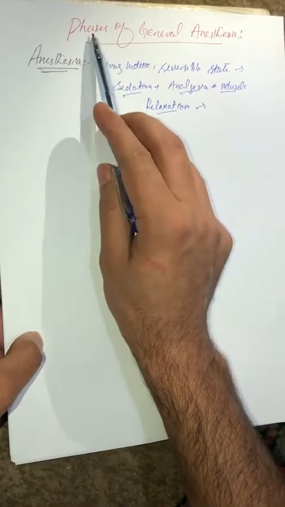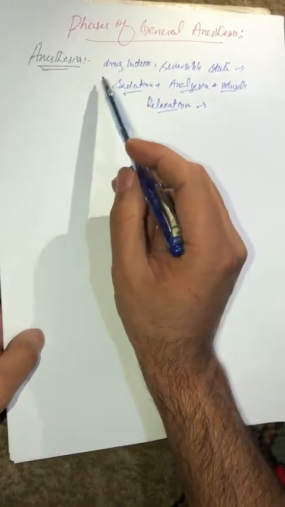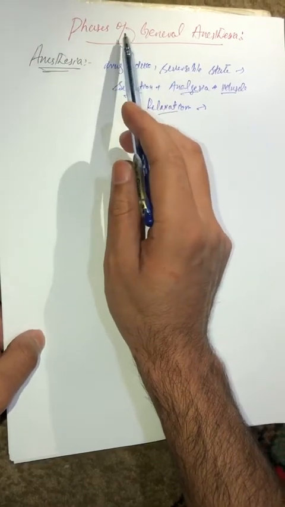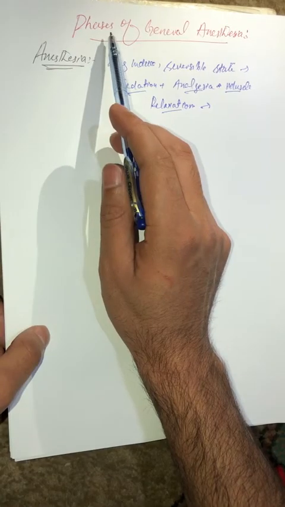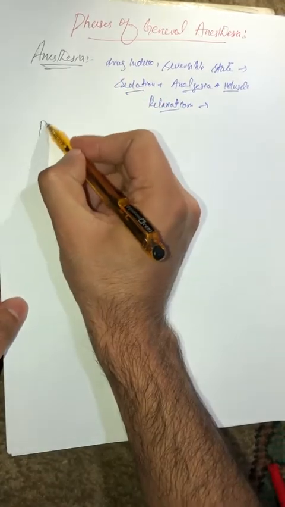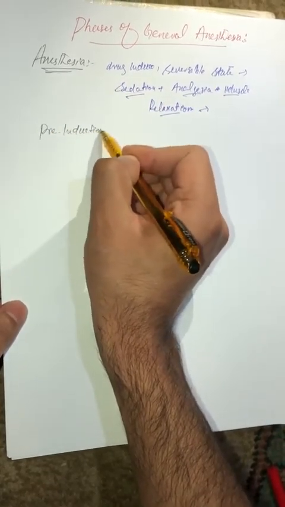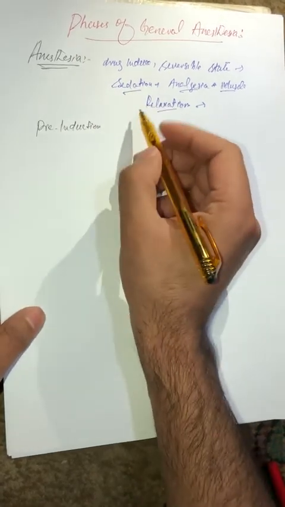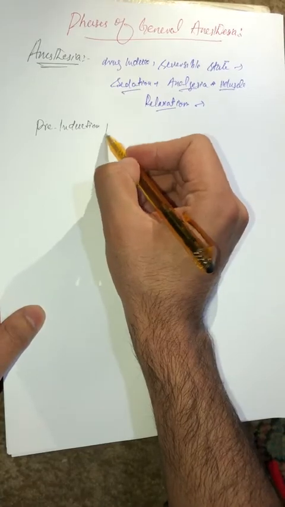So our main topic is phases of general anesthesia. Actually, general anesthesia is divided into three phases, but here we will add an extra step, which is called the pre-induction phase. Pre-induction phase means before the onset of sedation or amnesia, there is a phase which is called the pre-induction phase.